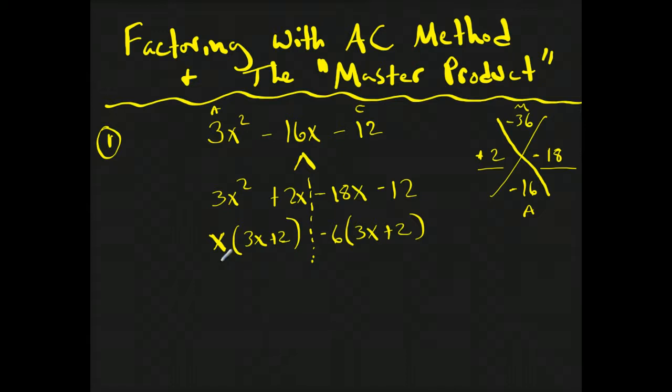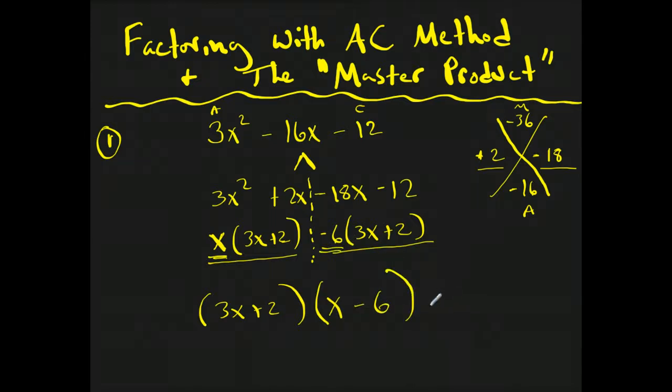Now I'm noticing that I have two terms, this term here and this term here, and they both have 3x plus 2 in common as a factor, so I can factor out 3x plus 2. I'm just going to write it once right over here on the left, and when I do so, this term will be left with an x, this term will be left with minus 6, so x minus 6 will be my other factor, and we are done.